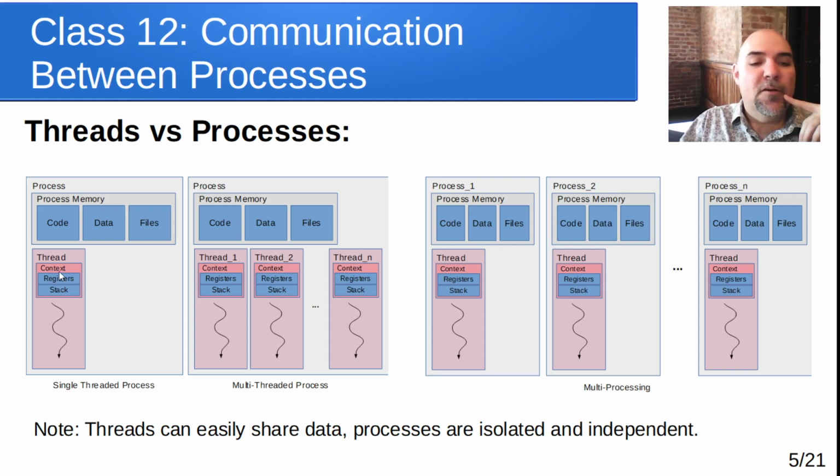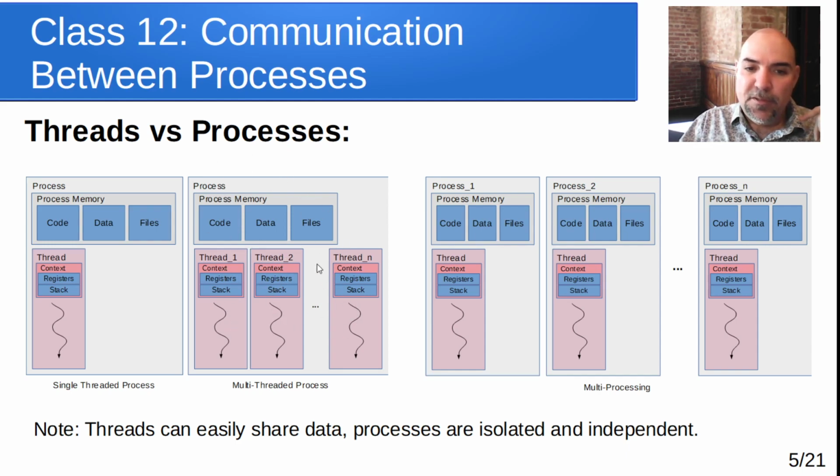Now, when we go to a multi-threaded approach, it's still a single process, still has this code and data up here that are shared between all the threads, still has a set of files, just like that. But now we have multiple threads that can each be running, and then the Python interpreter is going to switch between these.